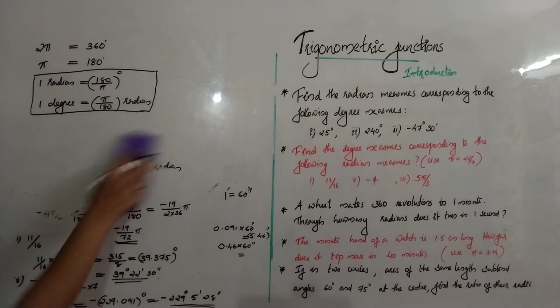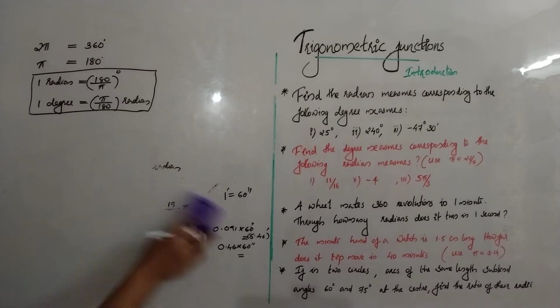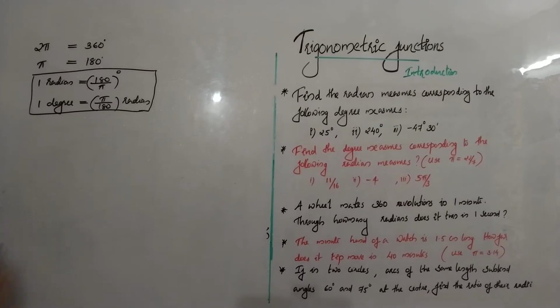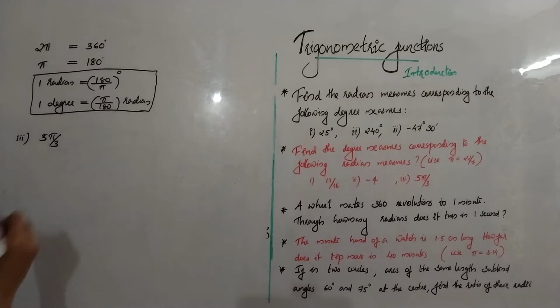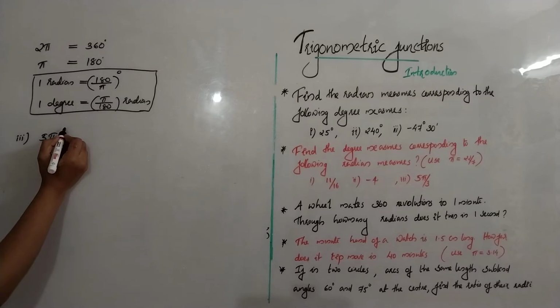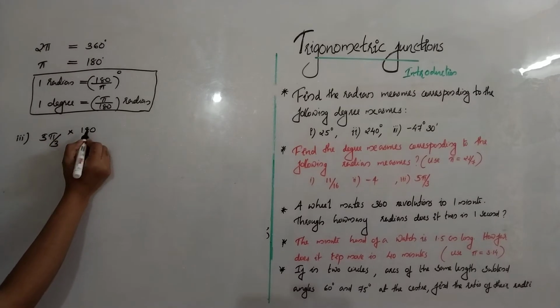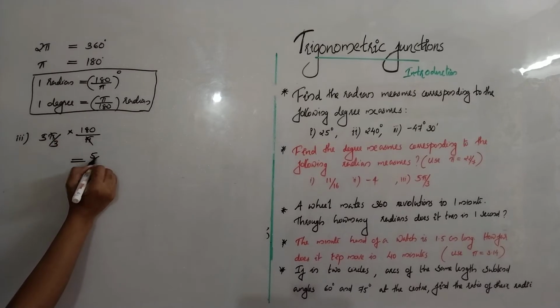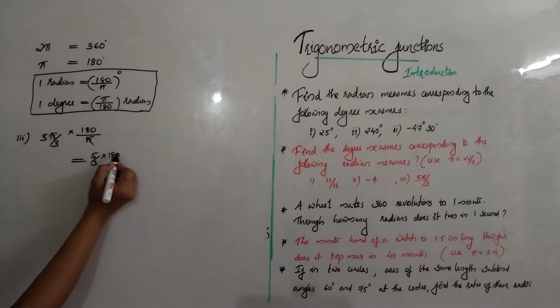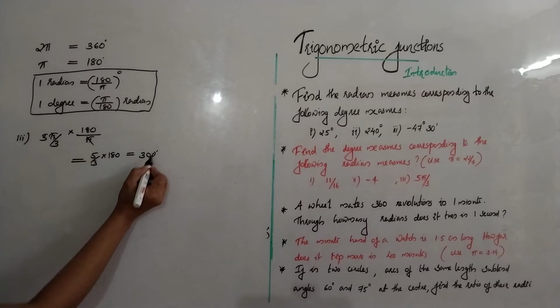Now the third one is 5 pi by 3 radian. So 5 pi by 3 into 180 by pi gives the degree value, that is 5 by 3 into 180, that is 300 degree.